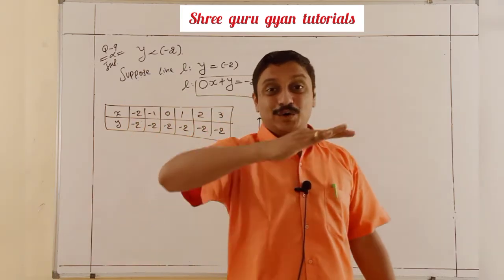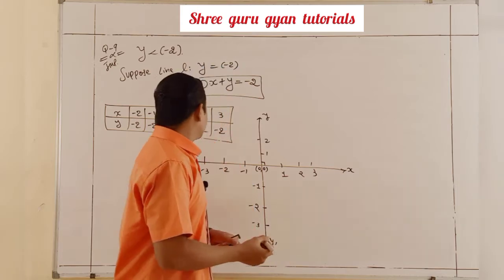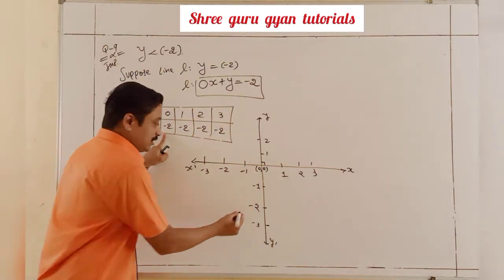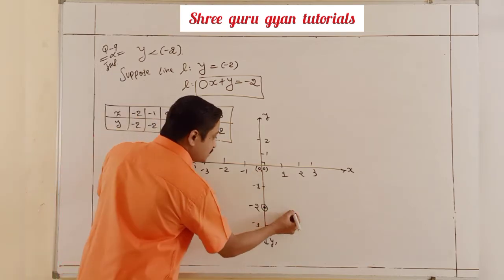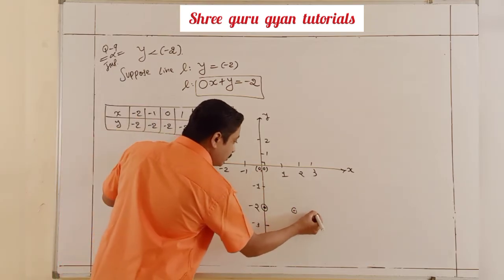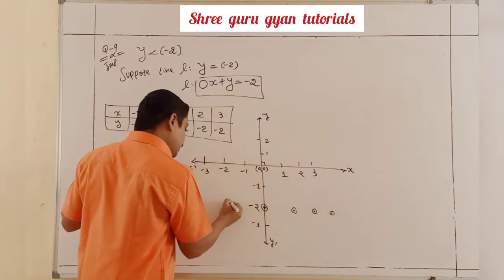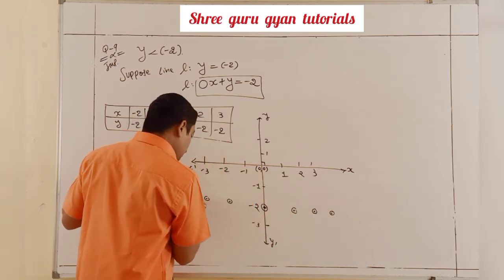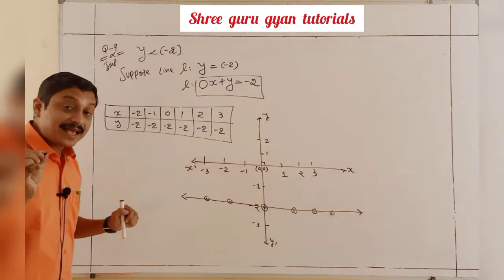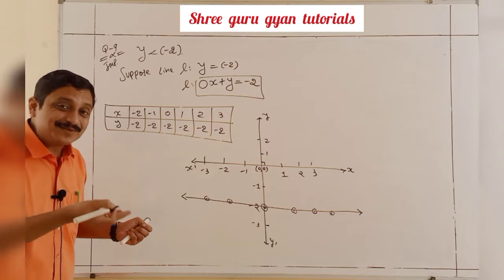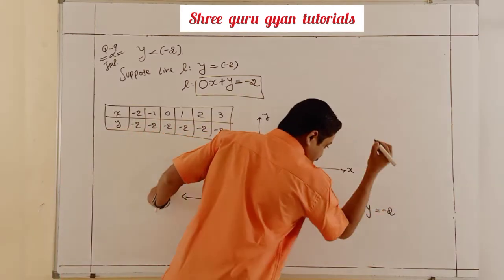Now my graph: the line is a horizontal line. So here I apply x 0, y minus 2. Then 1, minus 2. 2, minus 2. 3, minus 2. Also minus 2, minus 2. That makes your straight line, and this line is parallel to the x-axis. That's why it is a horizontal line. And the equation is y is equal to minus 2.